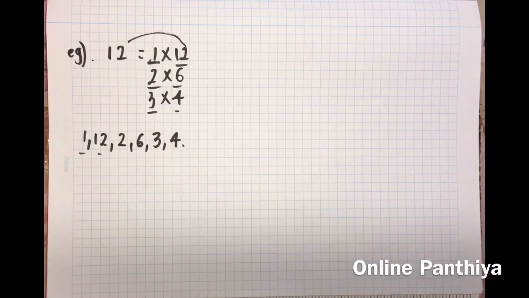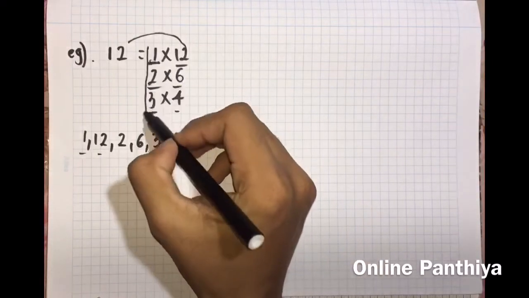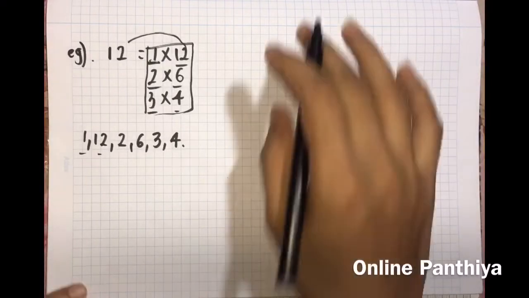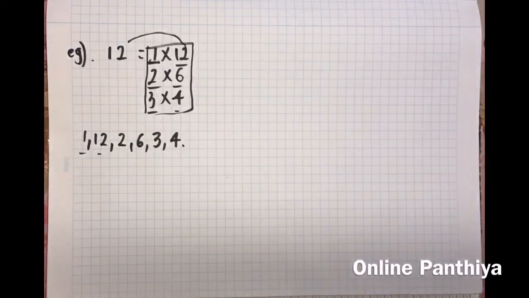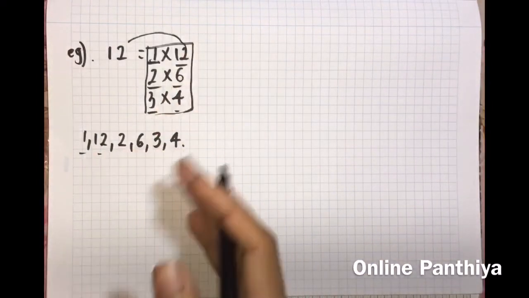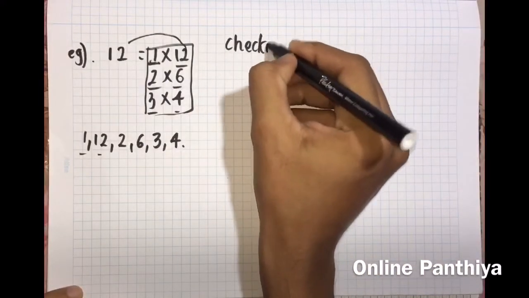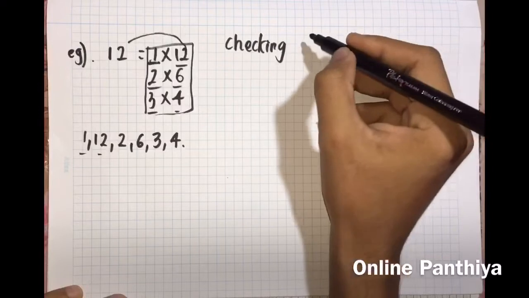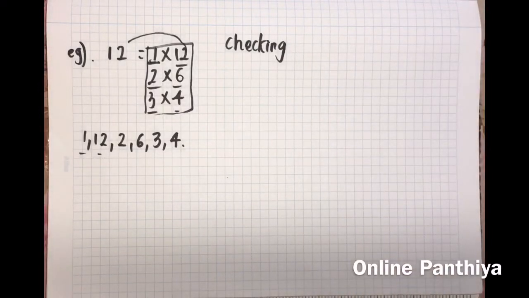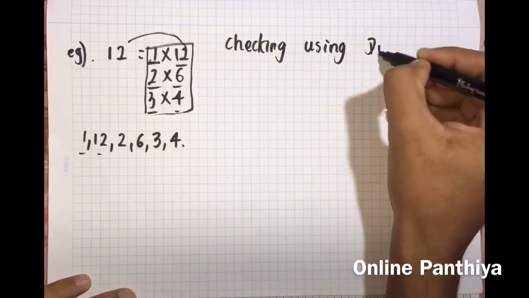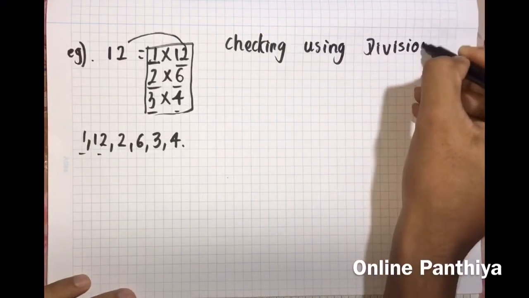Now, this is one of the methods. How did we check here? By writing all the multiplication, right? Using multiplication. Now let us go on to another method, that is by division. Checking the factors. Now this was writing all the factors; now we are going to check for the factors by using division.